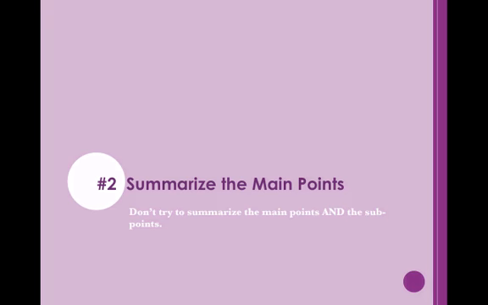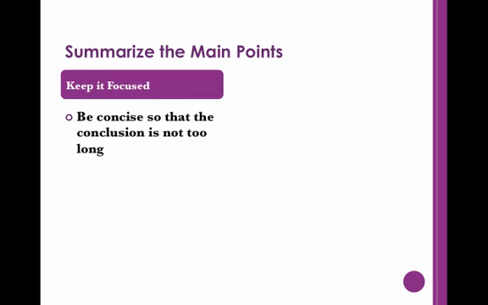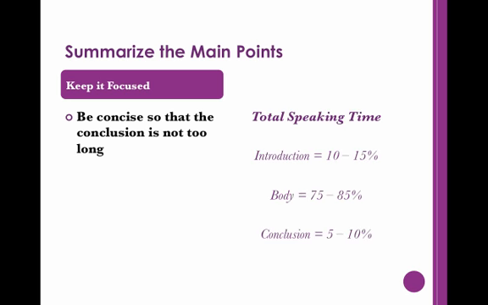The second function of a speech conclusion is to summarize the main points of the speech. Don't make the mistake of trying to summarize all of the main points and subpoints of your speech. If you do, your conclusion will be too long. In general, your conclusion should be about 5 to 10% of your total speaking time. A summary of your main points is sufficient.